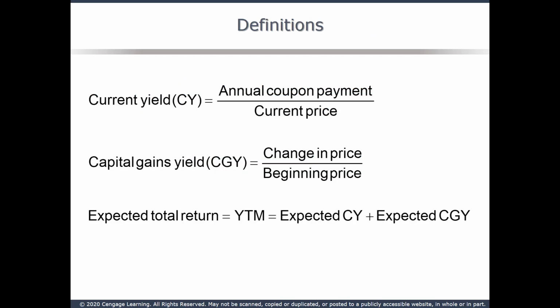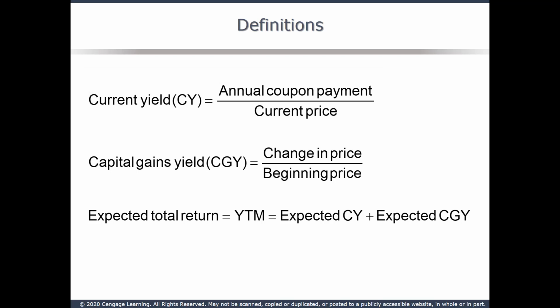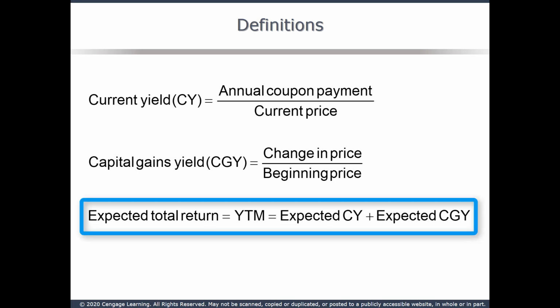When bond information is quoted in the financial press or online, the yield quoted is called the current yield, which equals the annual coupon payment divided by the current price. Assets can only generate return in two ways, cash or capital gains. Current yield can be considered a measure of the cash yield of a bond. Yield to maturity is the total return, and it must equal current yield plus capital gains yield.